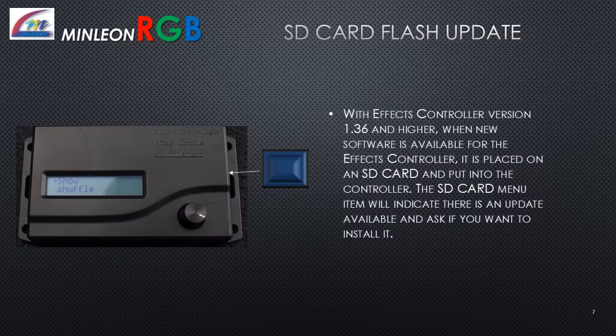SD card flash update. With effects controller version 1.36 and higher, when new software is available for the effects controller, it is placed on an SD card and put into the controller. The SD card menu item will indicate there is an update available and ask if you want to install it.